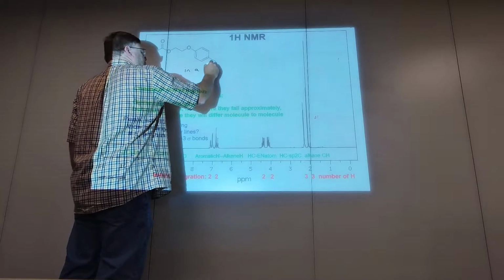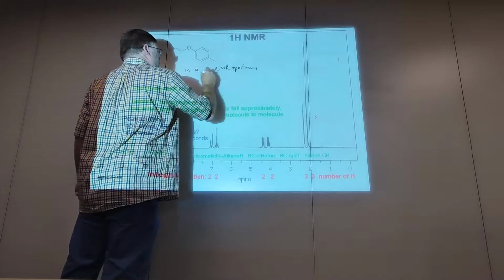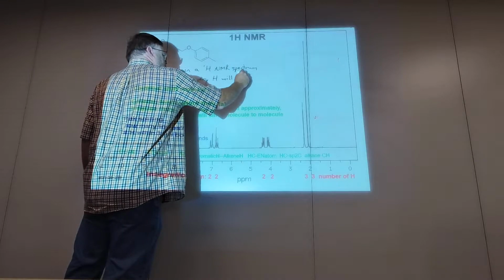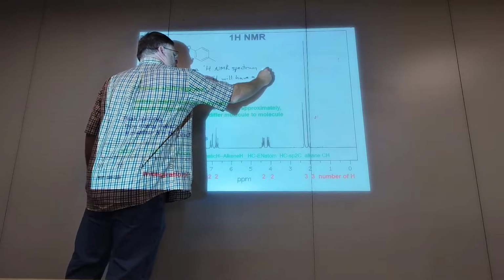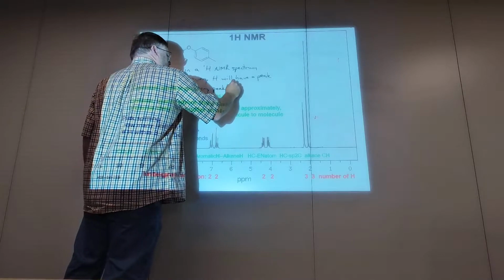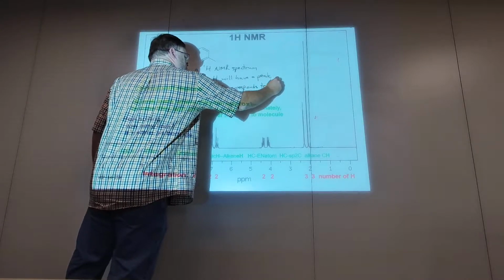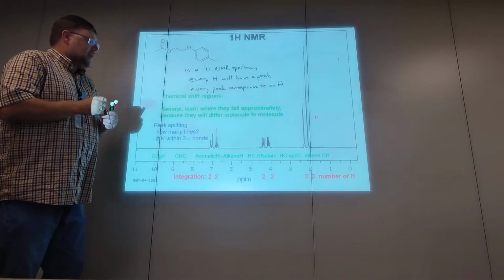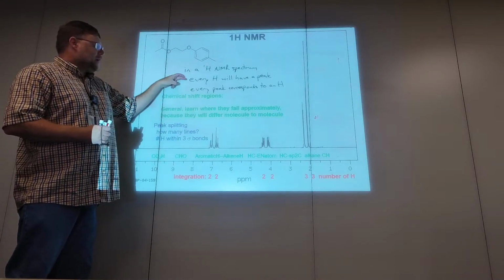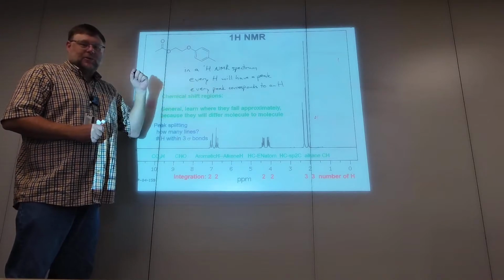So in a proton NMR spectrum, just like in C13, right? In C13, every line corresponds to a carbon. In a proton NMR spectrum, every peak is going to correspond to a hydrogen, right?